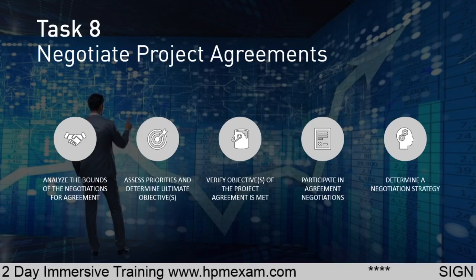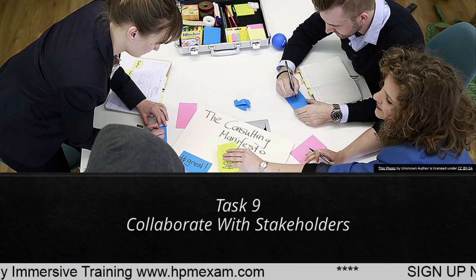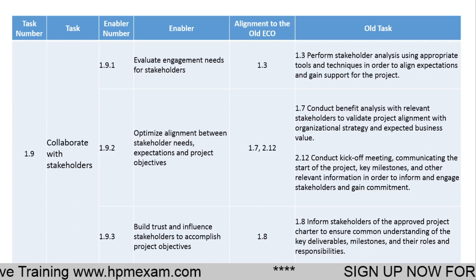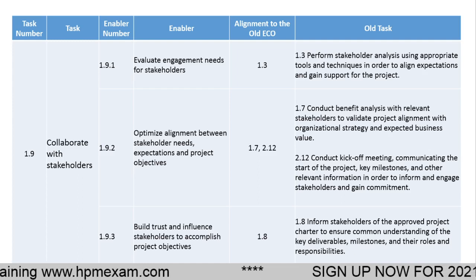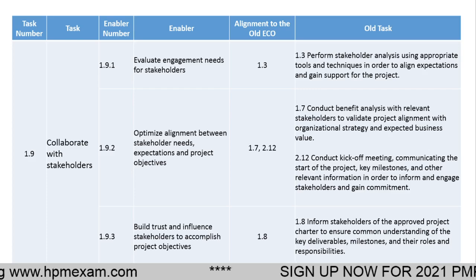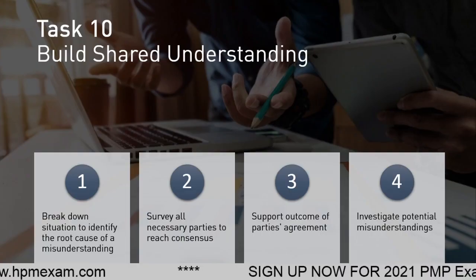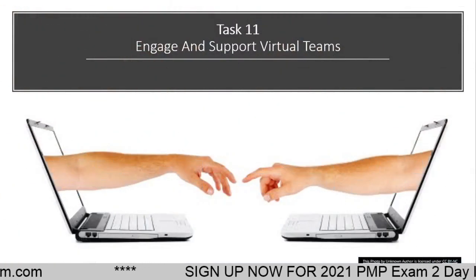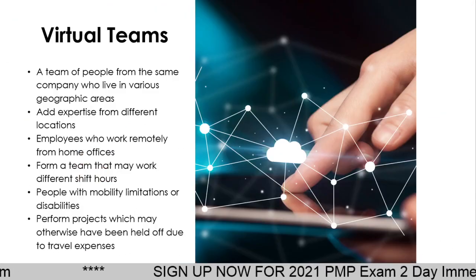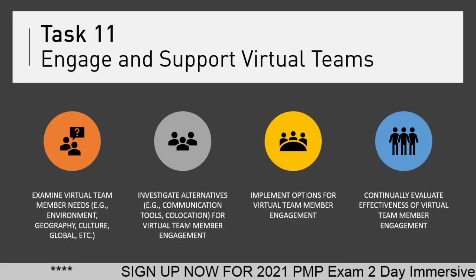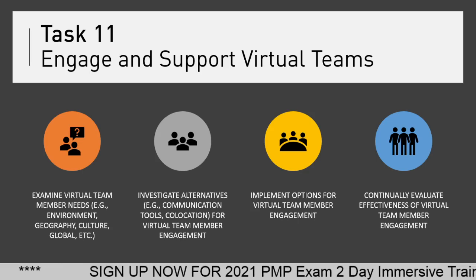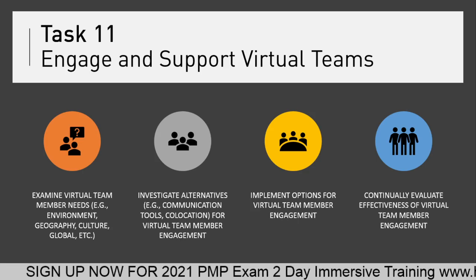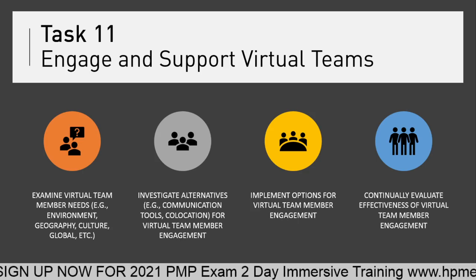Task 9, collaborate with stakeholders. And we collaborate with stakeholders in the world of agile daily and continuously. Just remember that. Task 10 is build a shared understanding, break down situations to understand causes of misunderstanding. Task 11, engage and support virtual teams. In the crazy pandemic, lots of companies have started working virtually, so you can definitely expect questions on virtualization on the exam. Understand it is a tool and technique used in the resource management knowledge area as well, not only in developing the team, but also in acquiring team members.